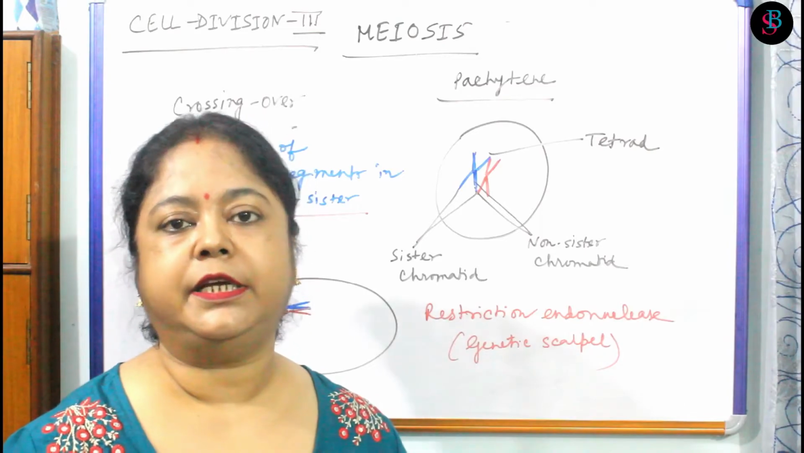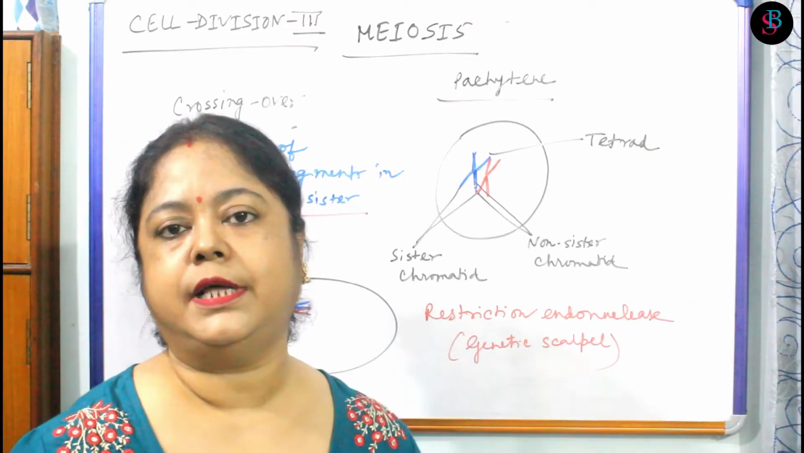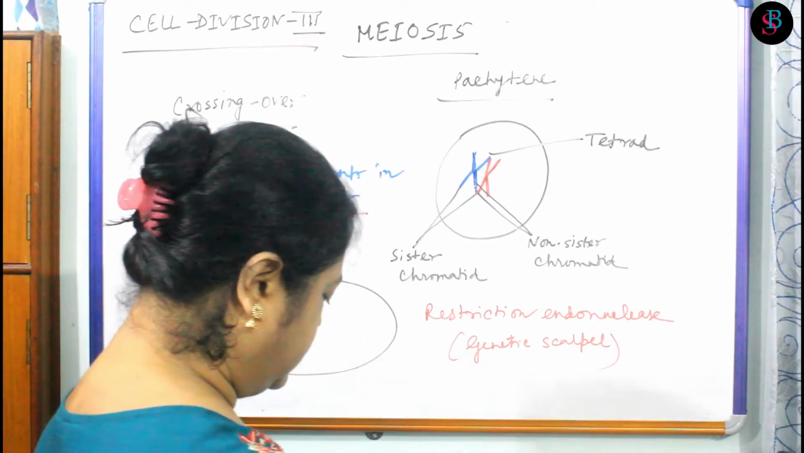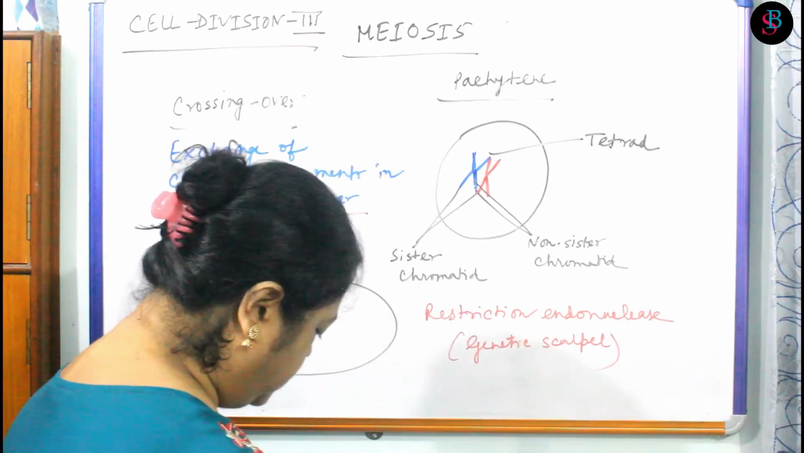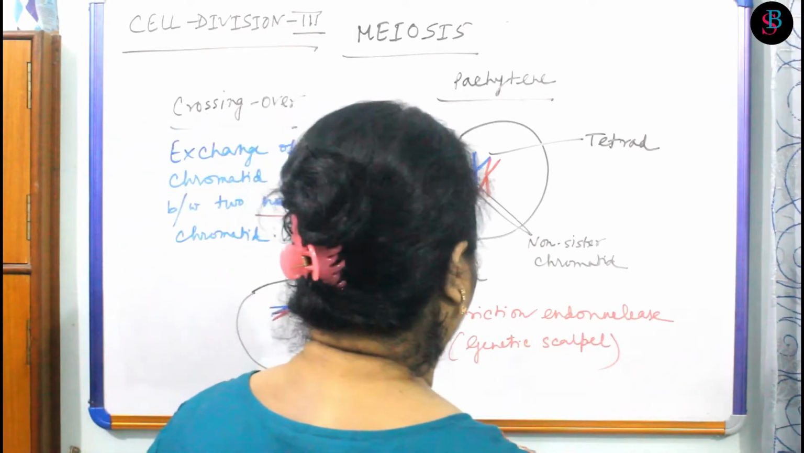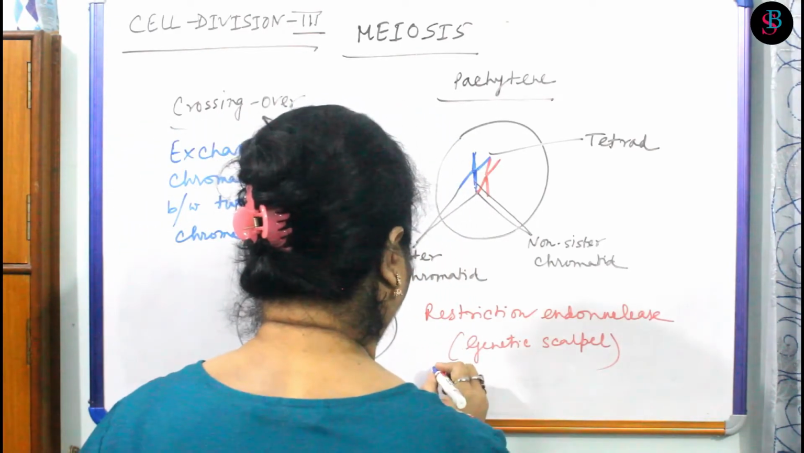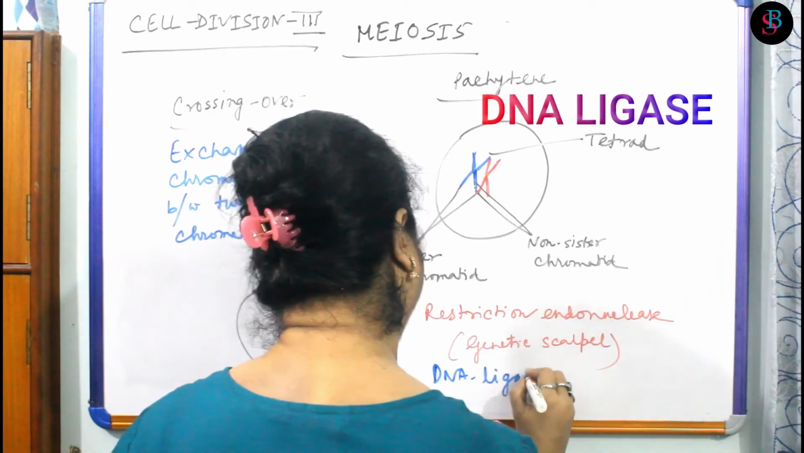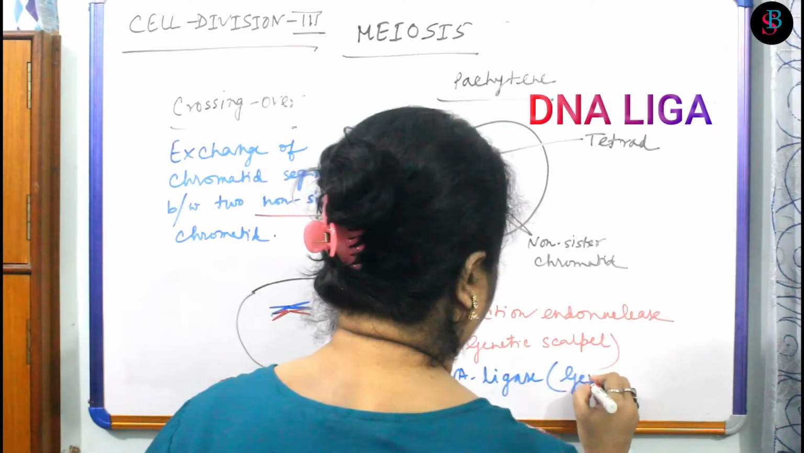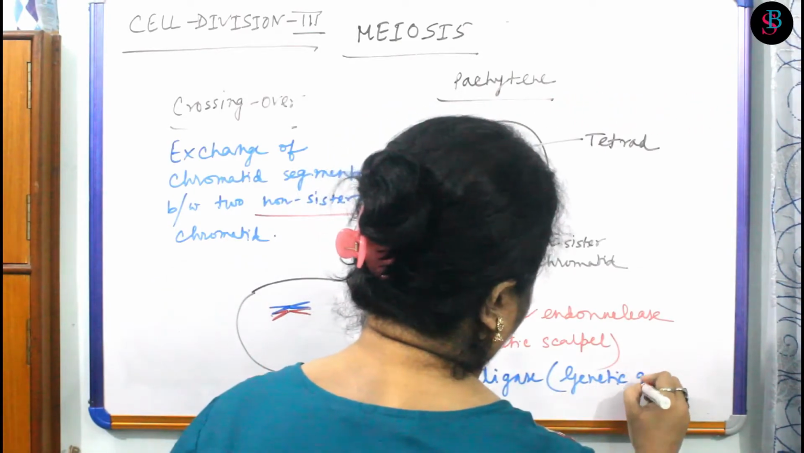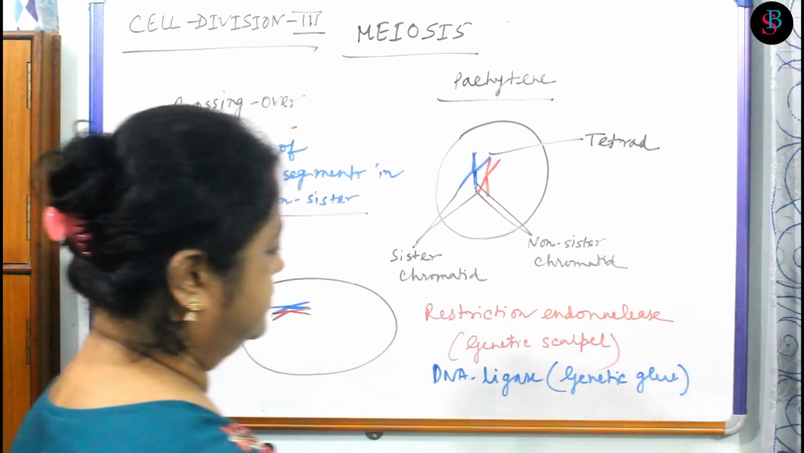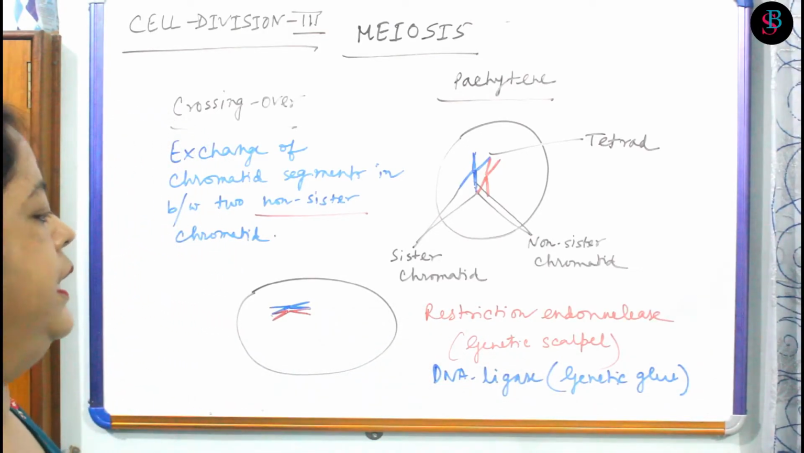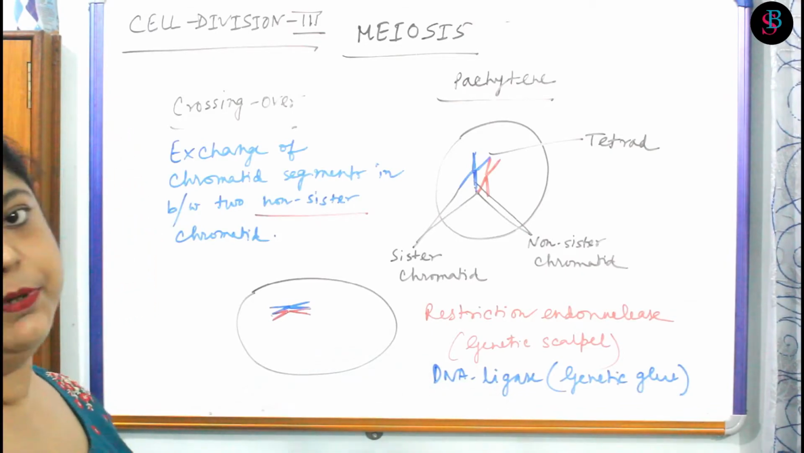So here the exchange will take place, and after that the genetic glue, that is known as DNA ligase, another enzyme, will join these fragmented parts. It will rejoin these segments, and here the recombination is taking place.